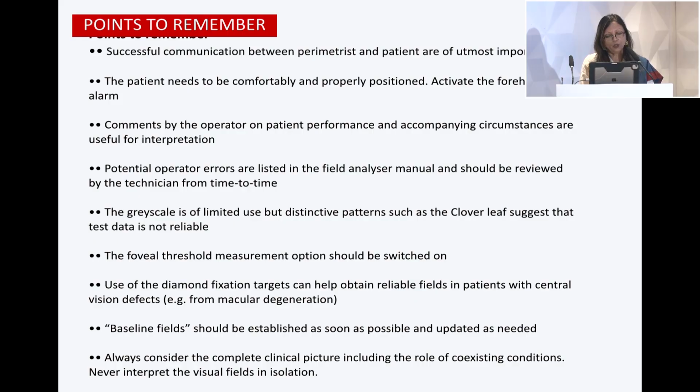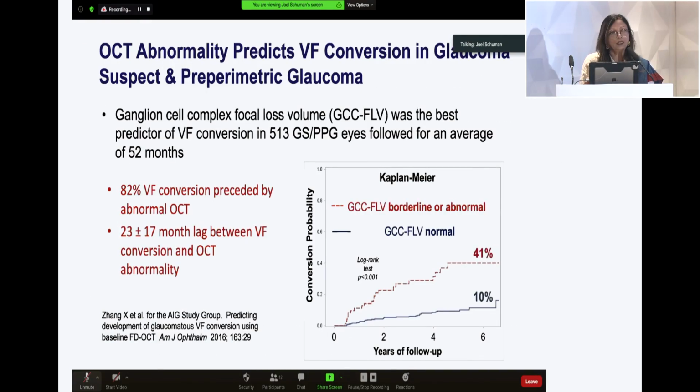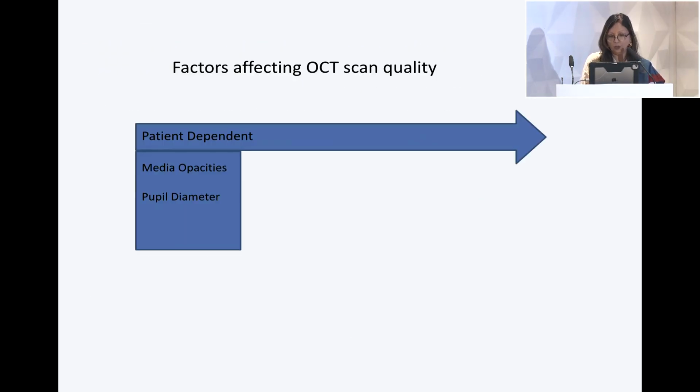The four-wheel threshold measurement option should be switched on. Use of diamond fixation targets can help obtain reliable fields in patients with central visual field defects. Baseline fields should be established as soon as possible. This is very, very important in glaucoma diagnosis. You need to establish a baseline field, and that's going to be your parameter when you follow the patient in future. And always consider the complete clinical picture, including the role of coexisting conditions. Never interpret the visual fields in isolation. Clinical relevance is always important.